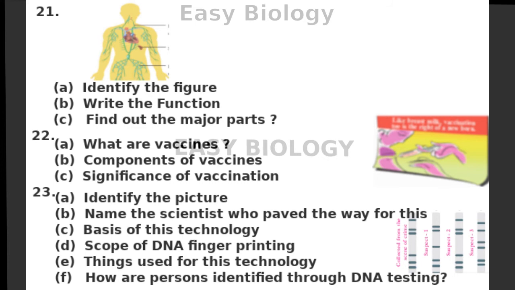22C. Significance of vaccination. Vaccines act as antigens. They stimulate the defense mechanism of the body. Antibodies are formed in our body against the antigens. Antibodies are retained in the body, which in future protect our body from the pathogen responsible for the same disease. Question number 23A. Identify the picture.